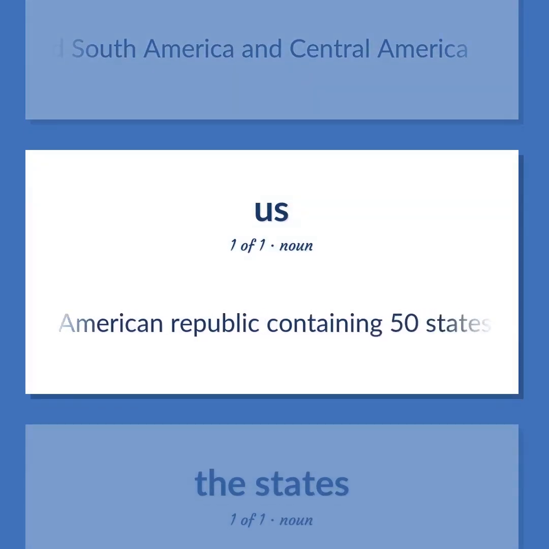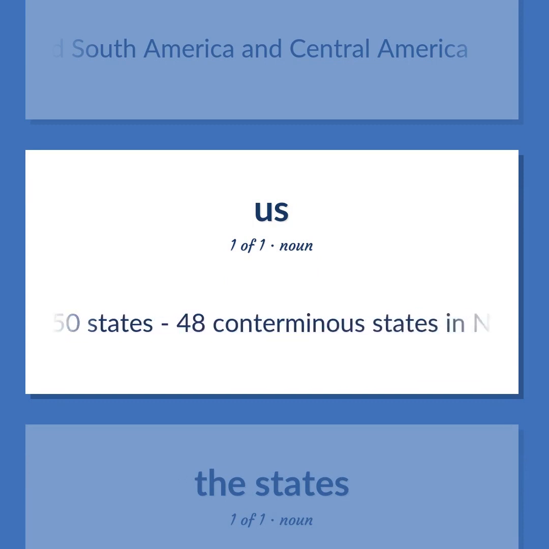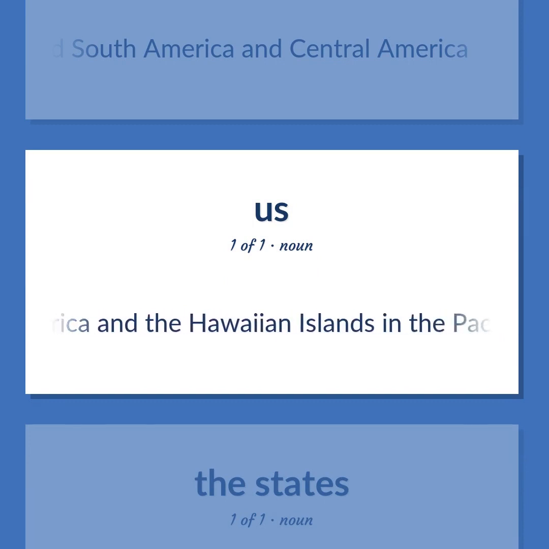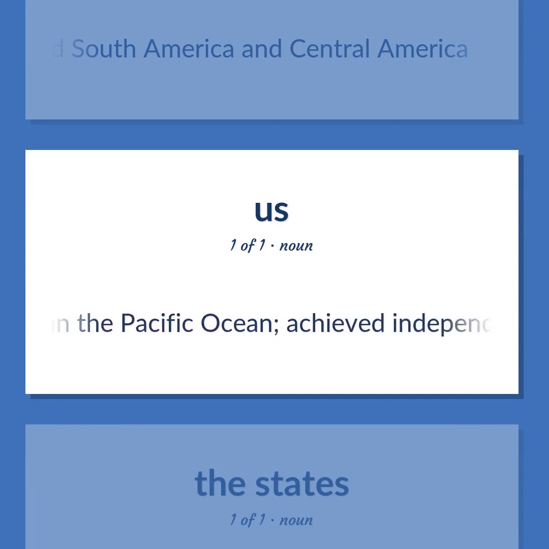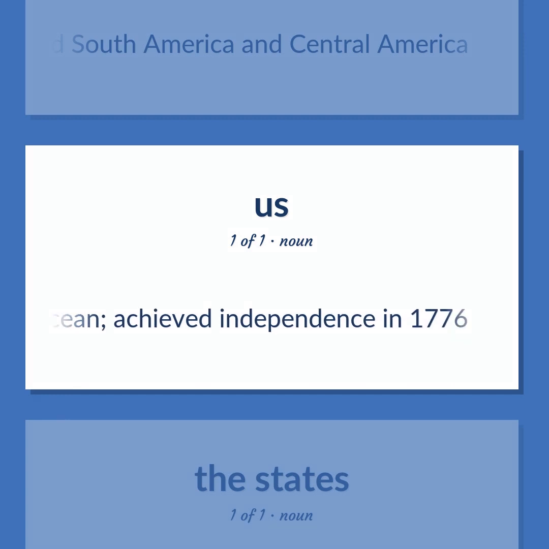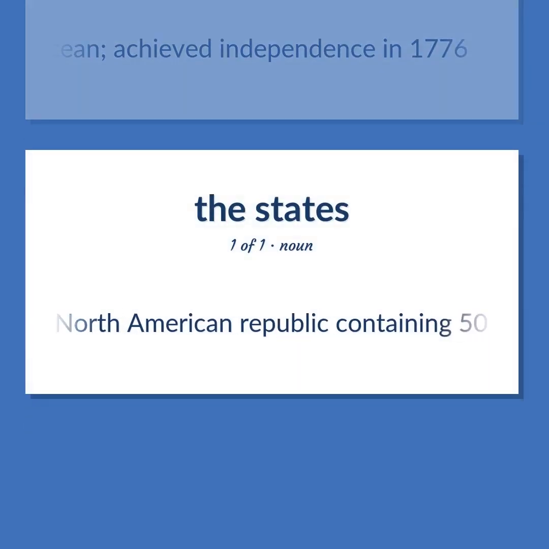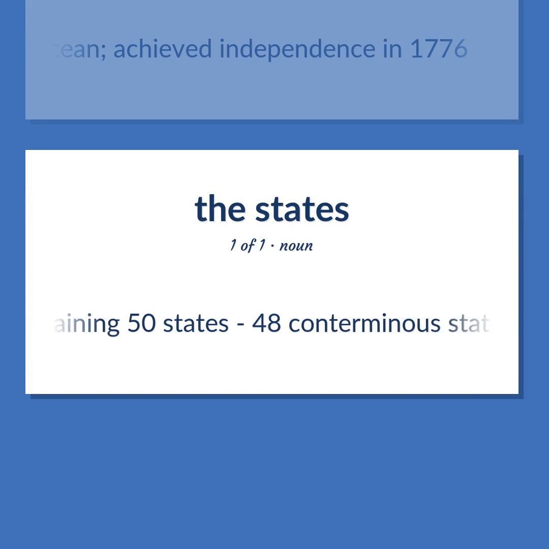North American Republic containing 50 states, 48 conterminous states in North America plus Alaska in northwest North America and the Hawaiian Islands in the Pacific Ocean. Achieved independence in 1776.